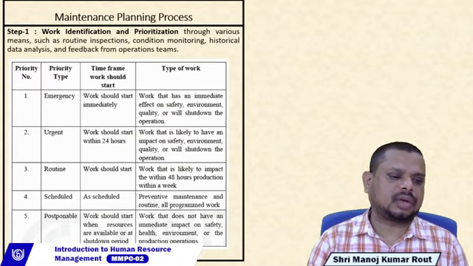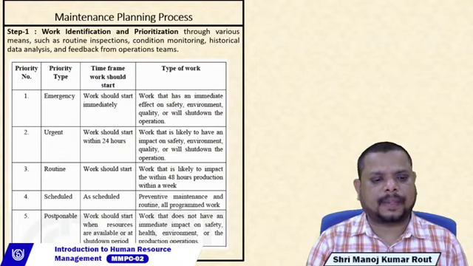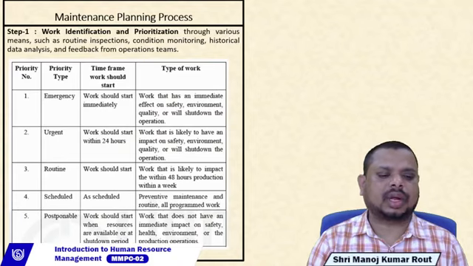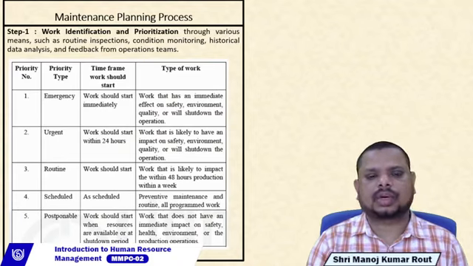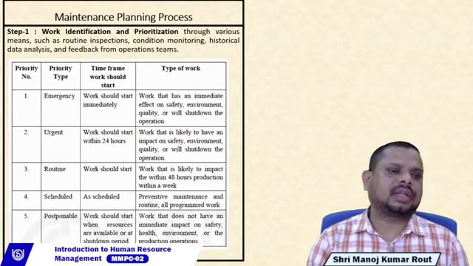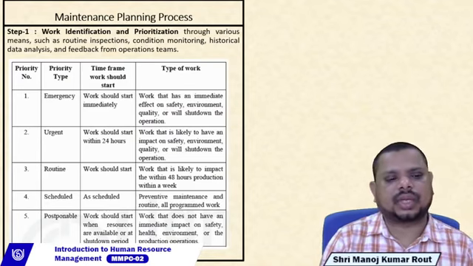Similarly, the last one is postponables. The time frame is that work should start when resources are available at shutdown periods, and the type of work includes work that does not have an immediate impact on safety, health, environment, quality, or production operations. So these are the priorities, starting from emergencies. The next one is urgent, the next one is routine, the next one is schedules, and the last one is postponables. So these are the priorities given.